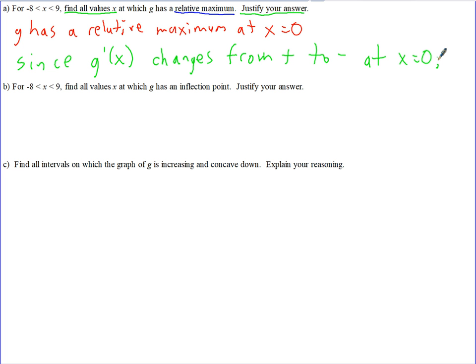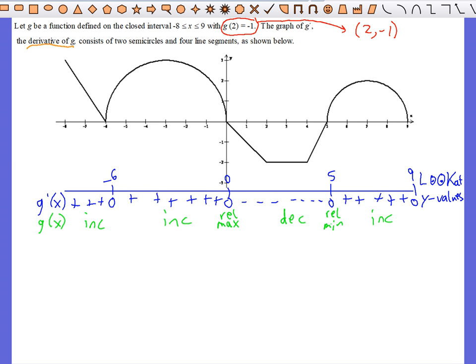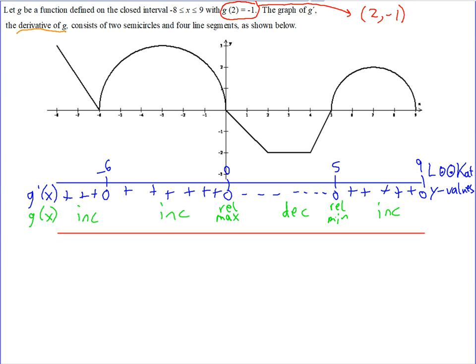All right, let's take a look at part B. It says for -8 to 9, find all the values x at which g has an inflection point. So inflection points are when the second derivative changes sign. So now we need a number line that represents the second derivative. So go back to our graph here, and let's draw another number line directly under the graph, this time representing the second derivative rather than the first. So label it g double prime of x.